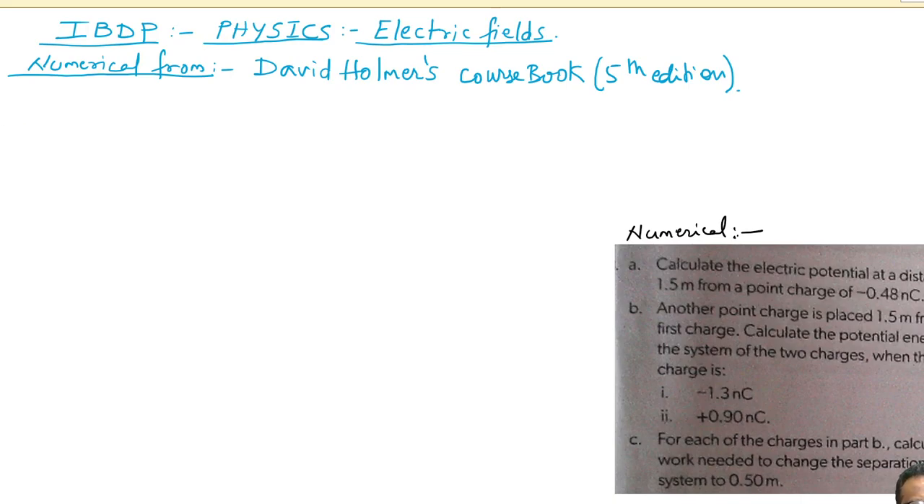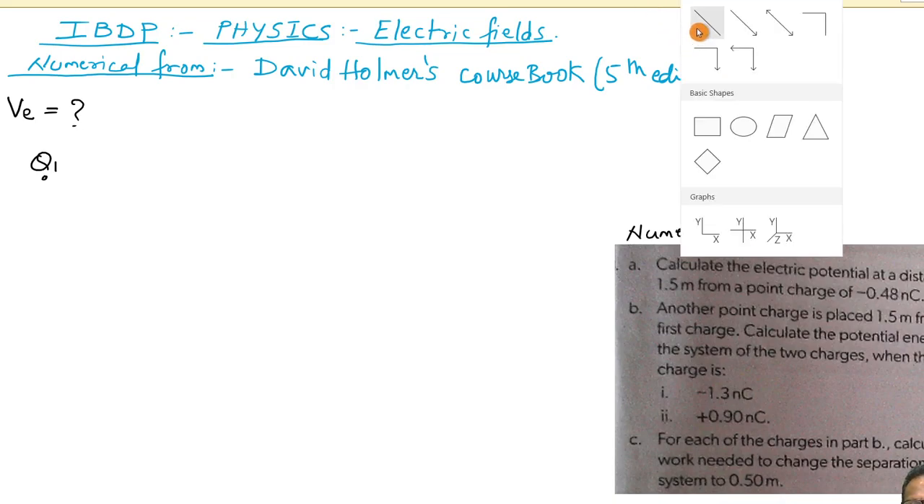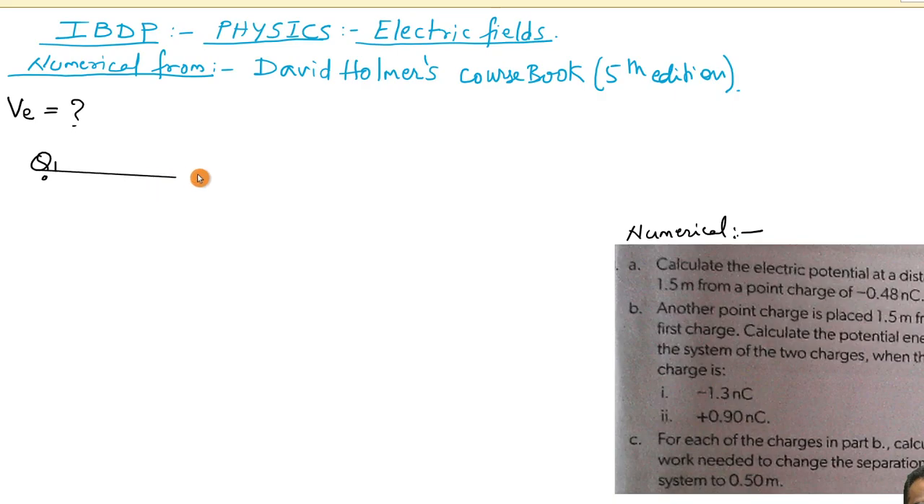The solution for A is asking you to calculate electric potential. Electric potential is denoted by VE. So he is asking you to find out the electric potential at a distance of 1.5 meter from a point charge of minus 0.48 nanocoulomb. So suppose you have a point charge, say Q1 over here. From here, if you take a distance of say 1.5 meter, right? So let us say that this is a distance of say 1.5 meter.